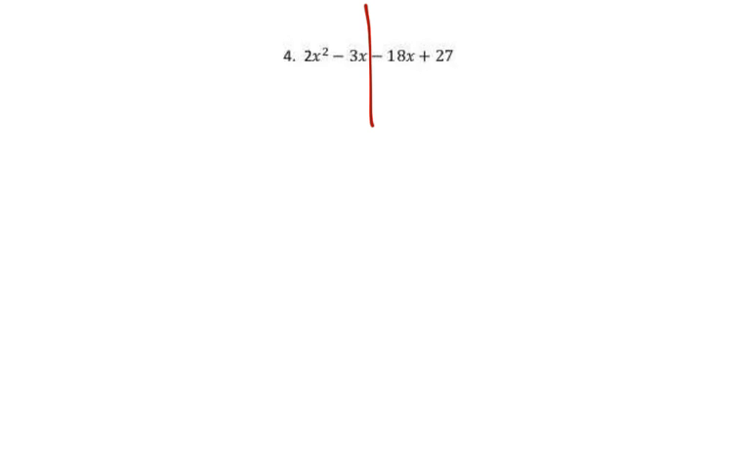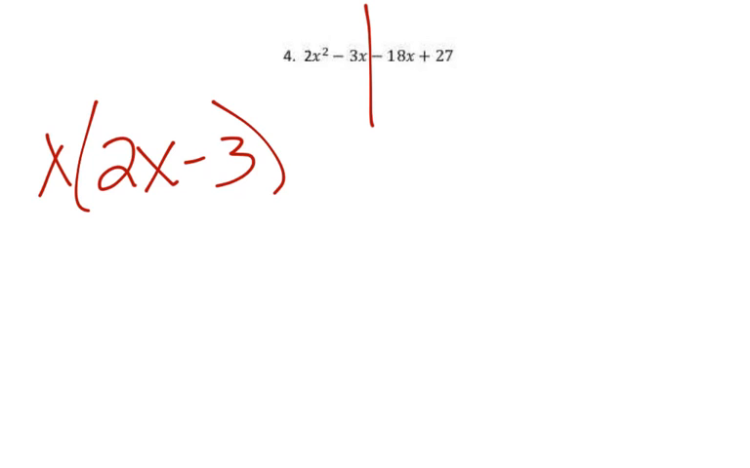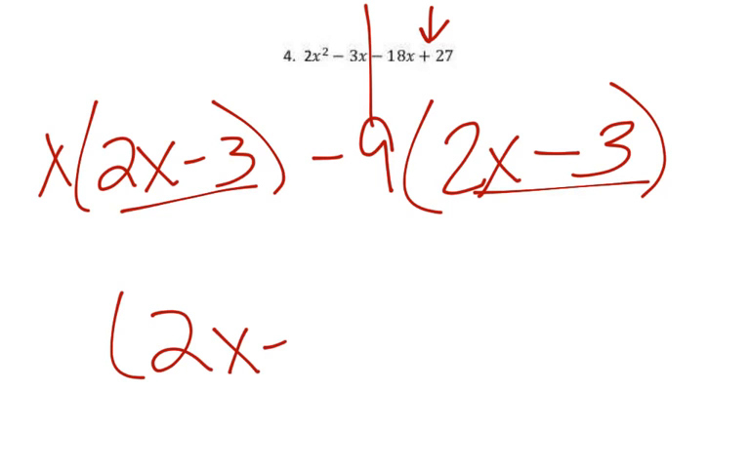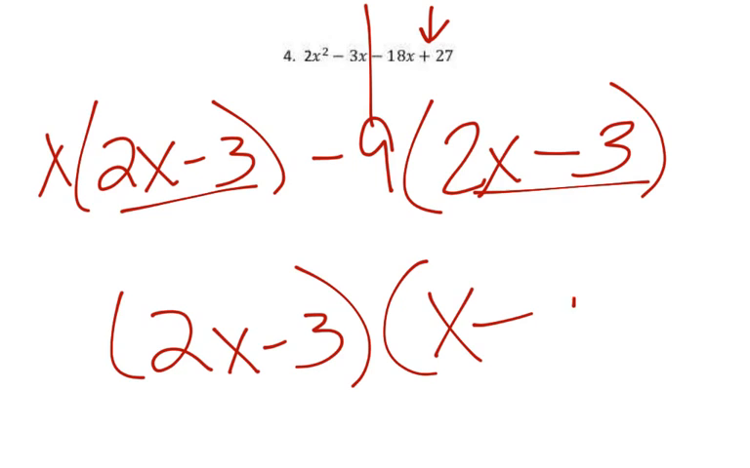Cut it in half. They have an x in common. Leaves me 2x minus 3. Bring down the minus. They both divide by 9. Okay, here's the thing. 18 divided by 9 is 2x. When you have a minus here, you're going to use the opposite of this sign. So instead of a plus, I'm going to say minus. 27 divided by 9 is 3. Now these are the same. So 2x minus 3 and x minus 9. Very important that if you have a minus right there, you use the opposite right here.